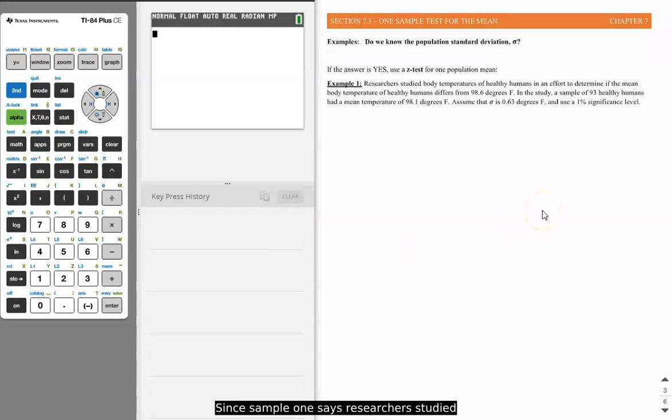Example 1 says, researchers studied body temperatures of healthy humans in an effort to determine if the mean body temperature of healthy humans differs from 98.6 degrees. In the study, a sample of 93 healthy humans had a body temperature of 98.1 degrees Fahrenheit. Assume that sigma is 0.63 degrees Fahrenheit and use a 1% significance level. All right, so first up, my significance level is going to be 0.01, that's alpha.